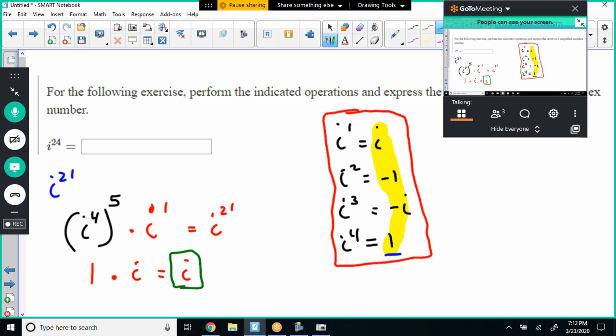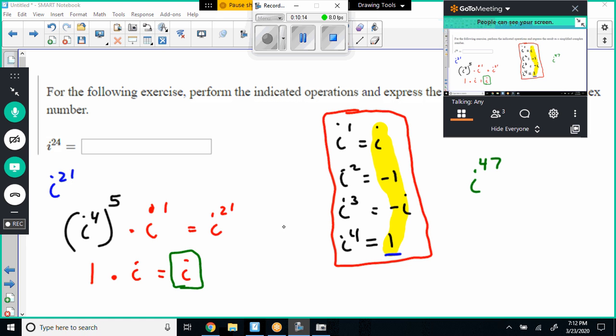Now let's work another one. Okay, let's do one, i to the 47. Okay, so I'm going to hit pause, and I want you to evaluate i to the 47. Okay, go. Okay, y'all ready? So, what'd you get for an answer?